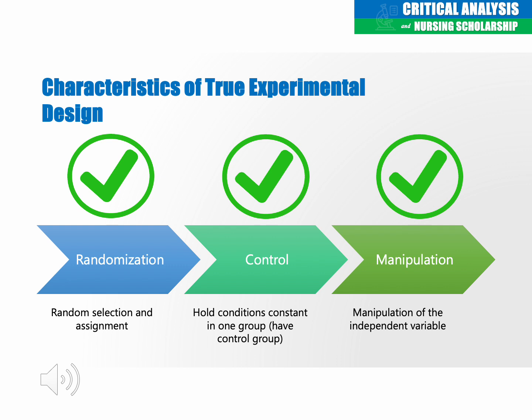Now, there are three important characteristics of true experimental research design that set them apart from other research designs. First, randomization. The second one, control. And letter C is manipulation. And we're going to discuss each of these characteristics in the next few slides.